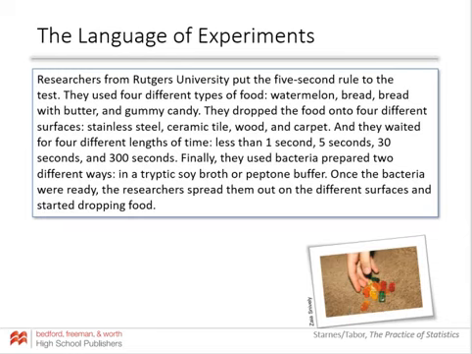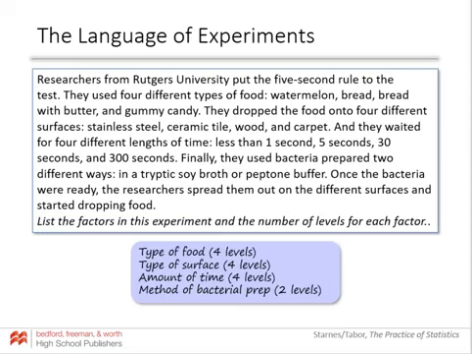We got different foods, we got different surfaces, we got different amounts of time, we got all kinds of things going on. So what are the different factors in this experiment? Type of food, and there's 4 levels because there's 4 different types of food. Type of surface, they chose 4 different surfaces. The amount of time that the food is left on the surface, again, there were 4 different time periods. And then the method of bacterial prep, what they put on the food before doing the experiment.